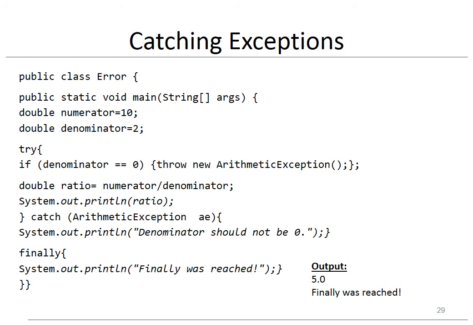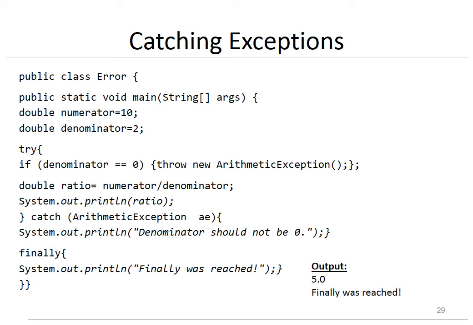Let's now also illustrate the finally statement. This statement is always executed, no matter if an exception was thrown or not. In this example, you can see that we added a finally statement to our class definition. We also changed the denominator to 2. If we run it, you can see that the output will be 5, which is 10 divided by 2, together with the message, "finally was reached."